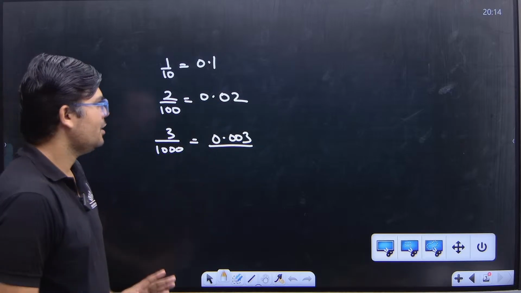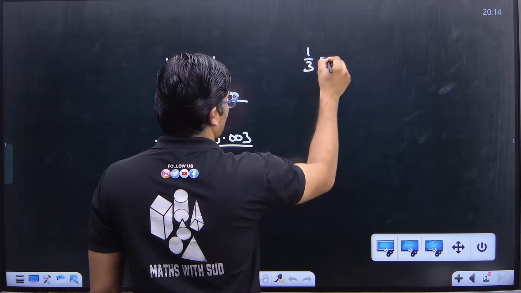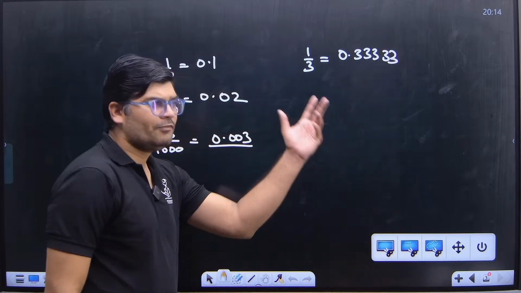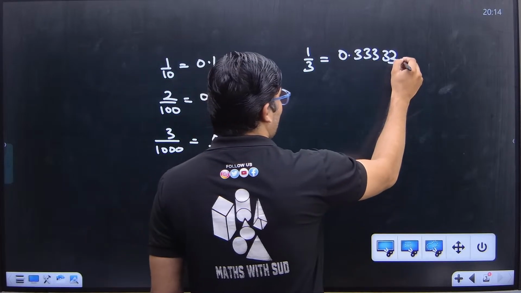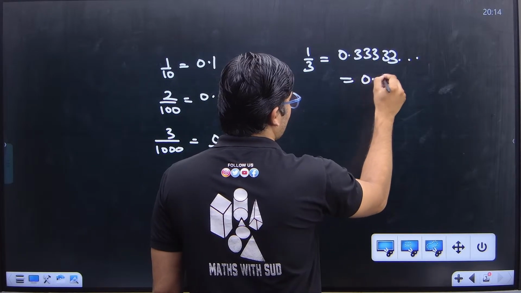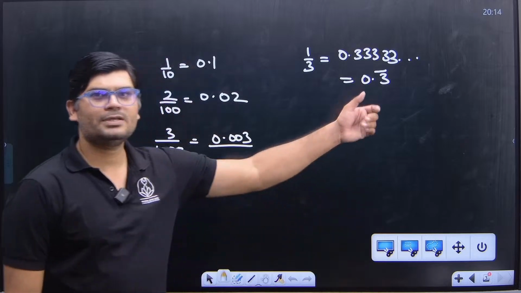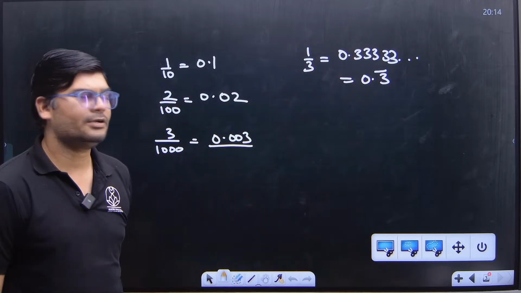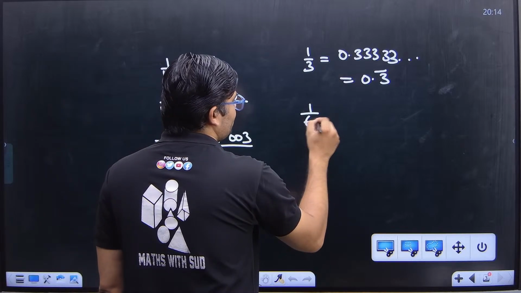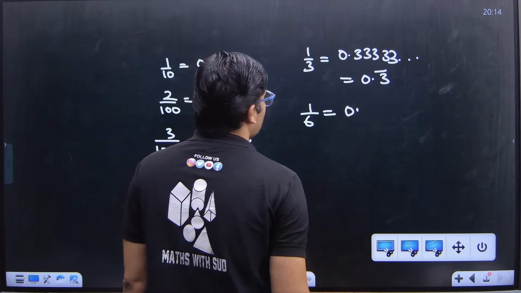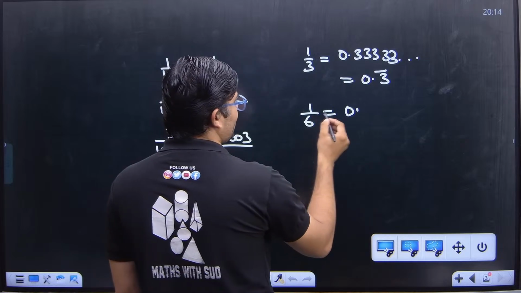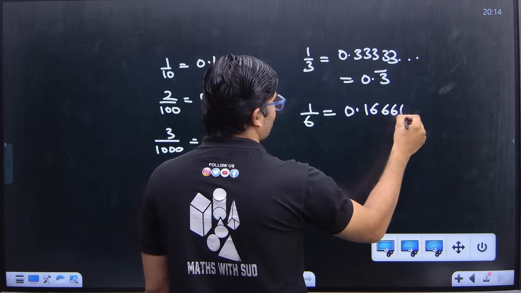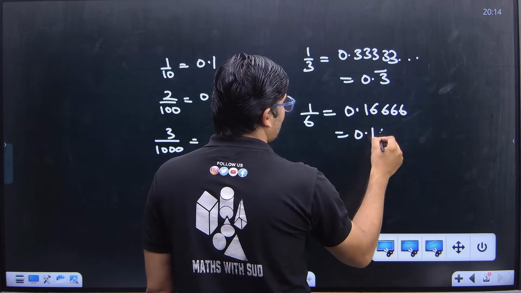But if I ask you what is 1 by 3, you will say it is 0.33333, and the board will finish but the 3s will not come to an end. So instead I can write 0.3 bar. Bar means the digit keeps coming again and again. Are you getting it? Yes, sir. If I ask what is 1 by 6, dividing 1 by 6, 6 into 10 is 6, remainder 4, 6 into 46 is 36, and it keeps going like this, so it is 0.16 bar.